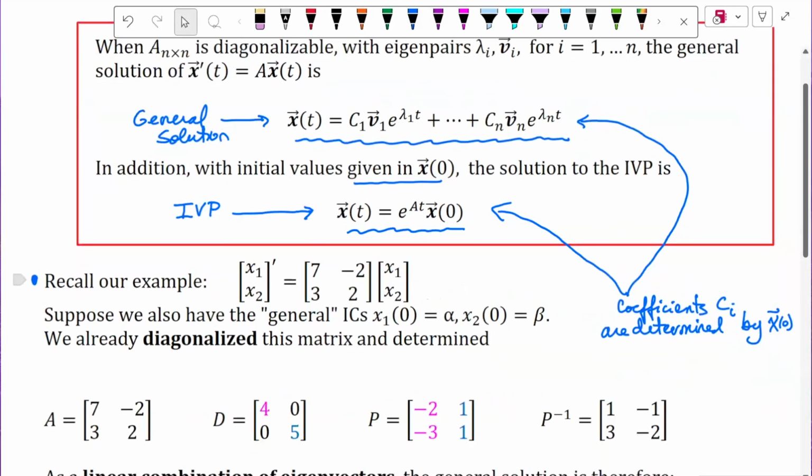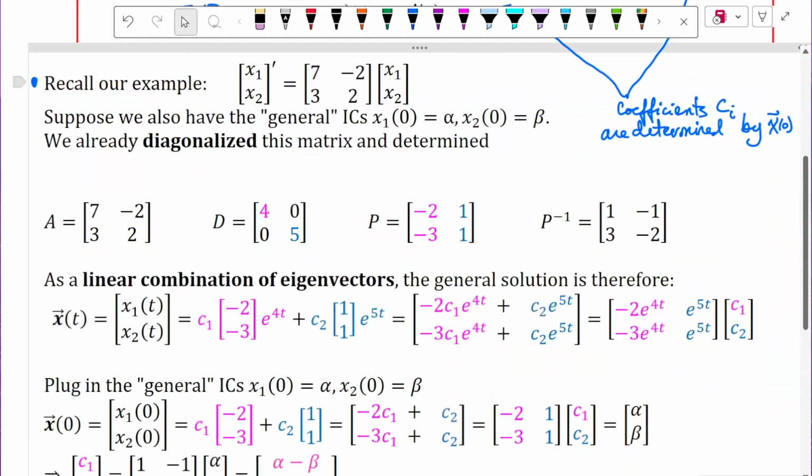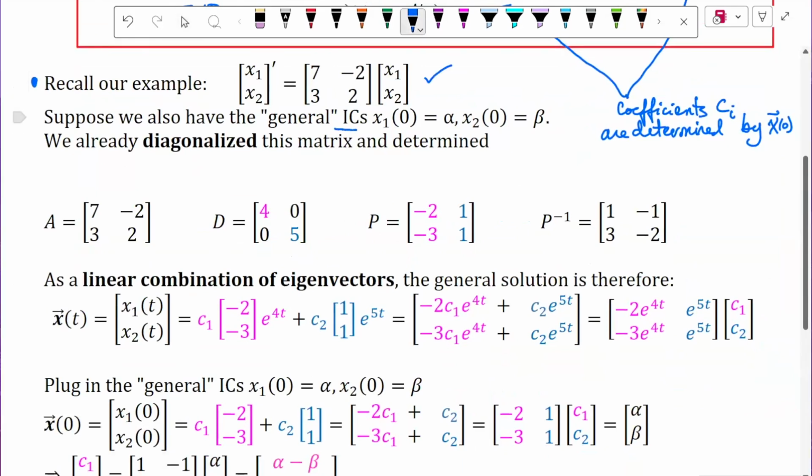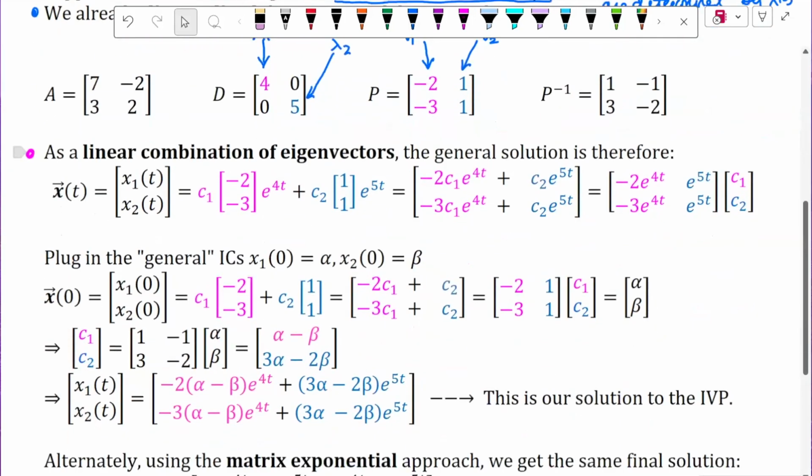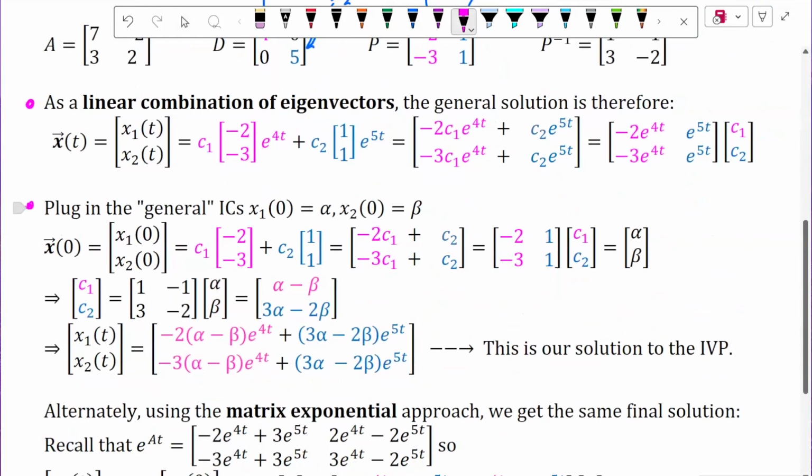But let's look at what that means when we look at the example that we started with a couple of lectures ago. Now, suppose, along with this ordinary differential equation system, we have general initial conditions, x1 at time 0 is alpha and x2 at time 0 is beta. We've already diagonalized this matrix so that we know we have eigenvalue 4 and eigenvalue 5 associated with eigenvector 2, 1 and eigenvector 1, 1. Now writing down the general solution and then applying the initial conditions will give us our unknown constants C1 and C2, and we end up with the full solution to the initial value problem.